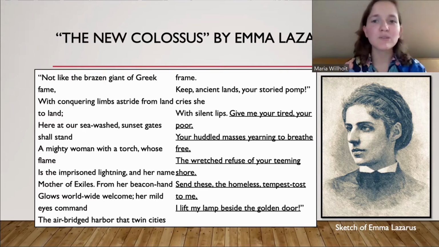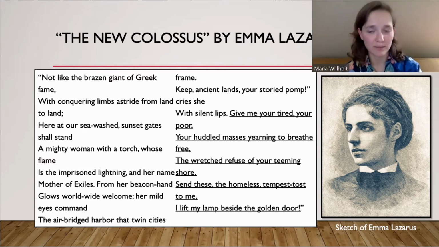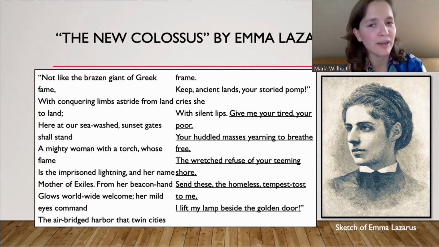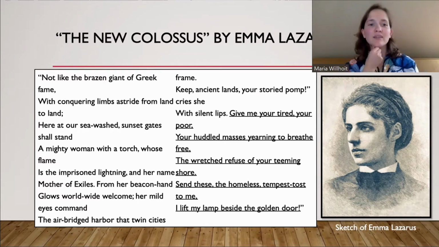Colossus. This was a poem written by Emma Lazarus, who herself was an immigrant, I think from the Russian Empire, actually. She was Jewish. She was a Russian Jew. And she wrote this poem actually to help raise funds to have the Statue of Liberty built. This entire poem is actually about the Statue of Liberty. She wrote it in honor of the statue.